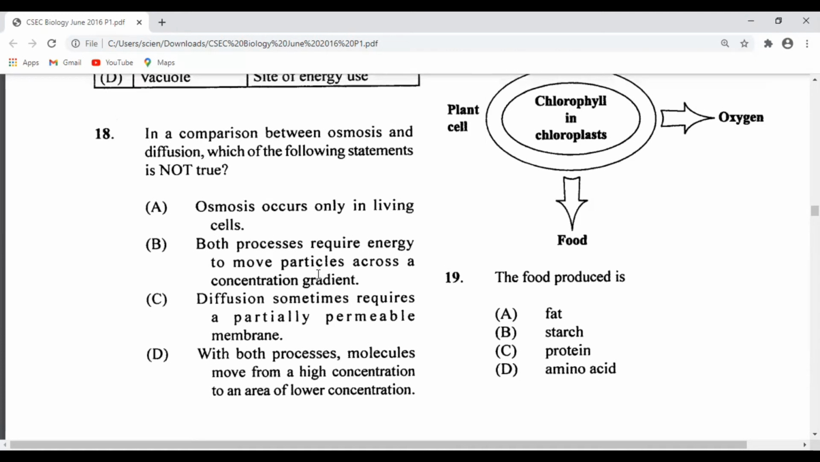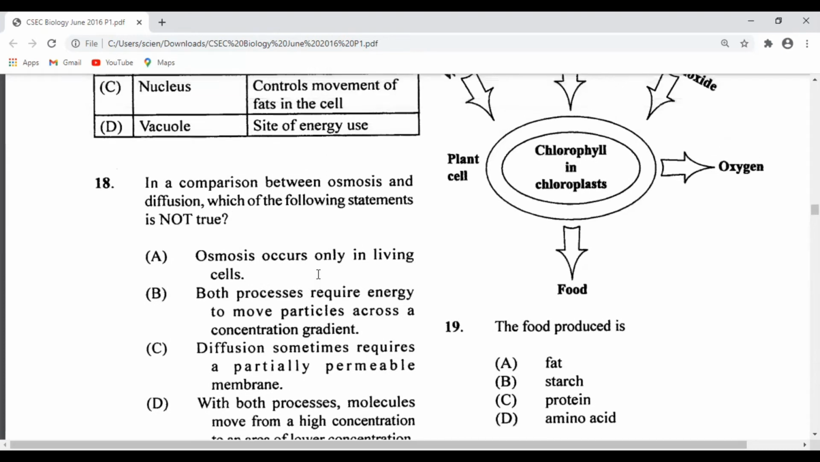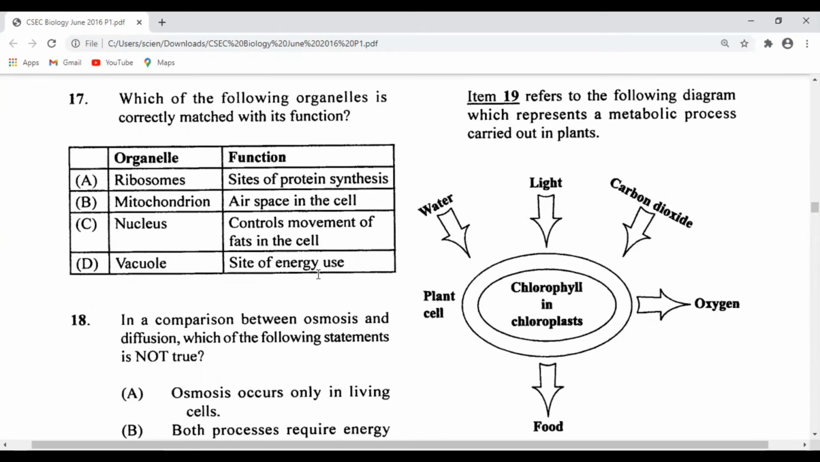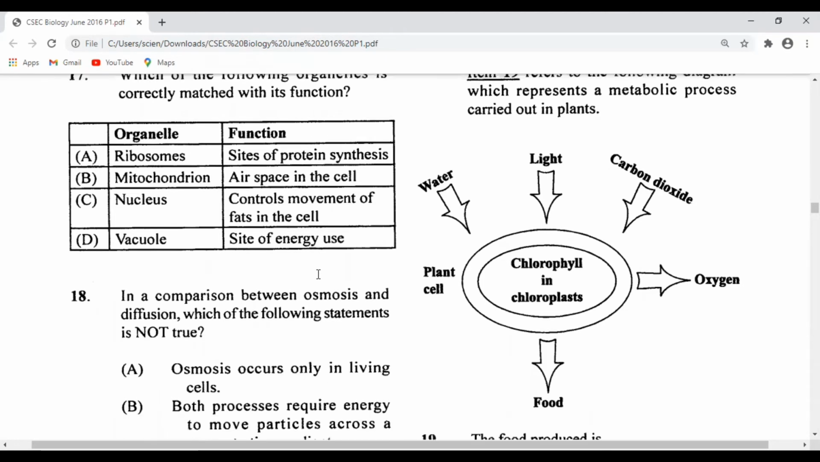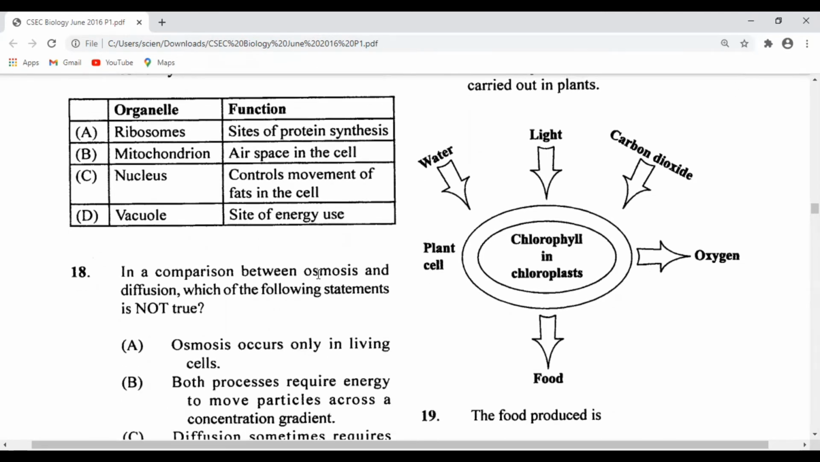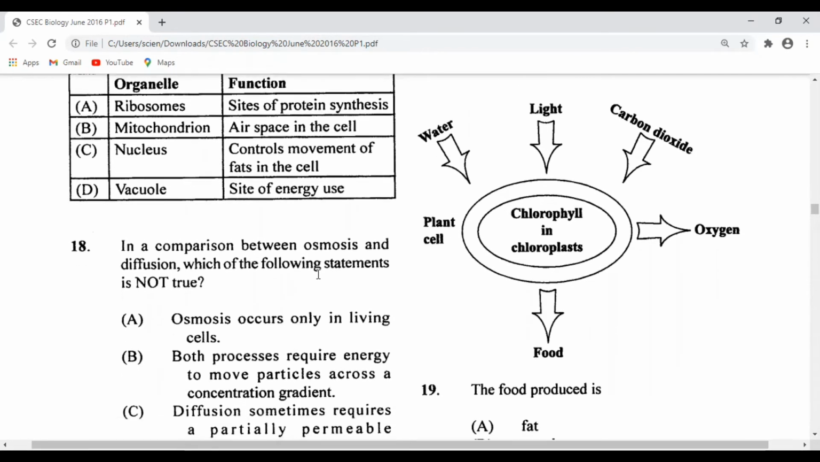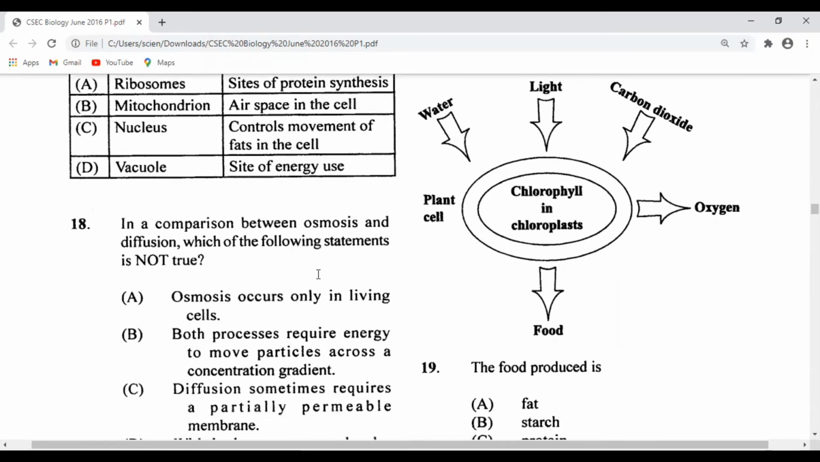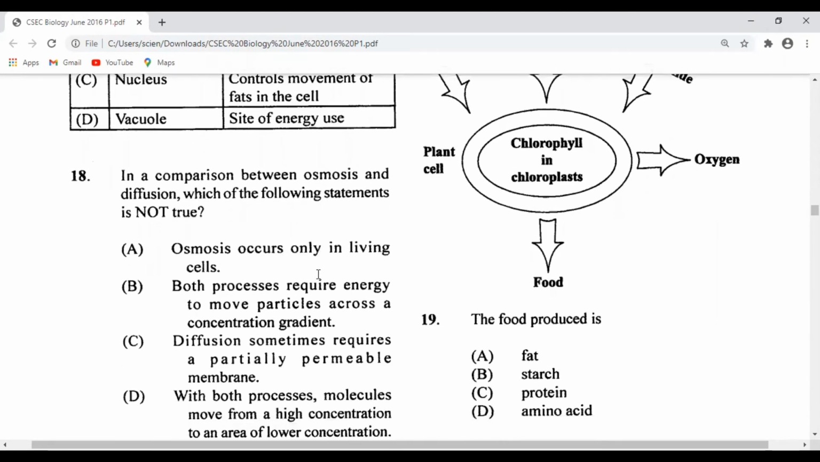All right. So we're at 19. 19 is a diagram. Item 19 refers to the following diagram, which represents a metabolic process carried out in plants. Right. So based on this process, they're asking the food produced is, if we look at the picture, we can see that this process is photosynthesis, and the food produced in photosynthesis is B, starch.